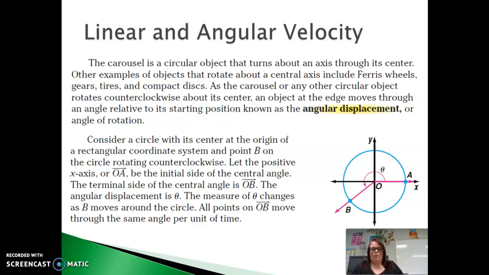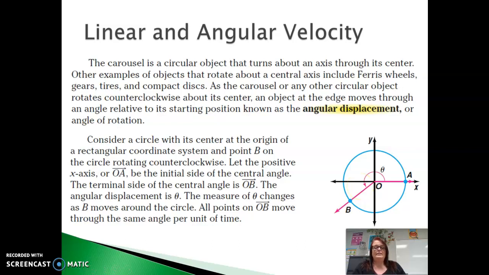So consider a circle with its center at the origin of a rectangular coordinate system, meaning that my points are (x, y). And I have point B on the circle rotating counterclockwise. So this point B is like the horse on the carousel that's going around this circle. Let the positive x-axis be the initial side of the central angle, and the terminal side is ray OB. So the angular displacement is theta. Again, it's just theta in radians.